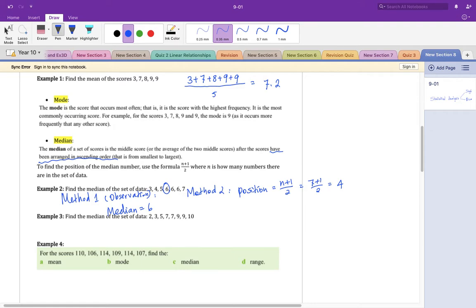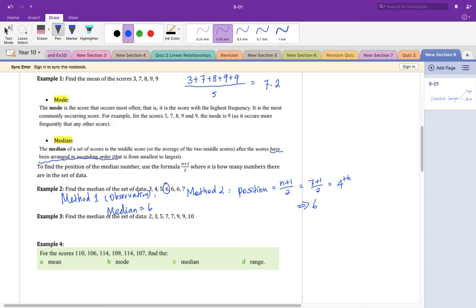What does 4 mean? It doesn't mean the median is 4. It means the median is the 4th number in this set of data. So you count 1, 2, 3, 4 from left to right. The 4th number is 6. I know by observation, when the data is a small set, it's easier. But when it gets to, say, 30 numbers, it's probably better if you use method 2. And you need to know this formula.